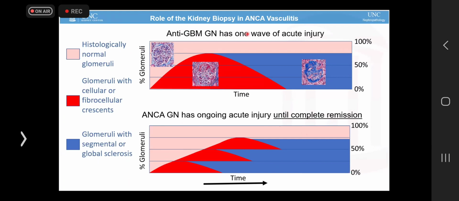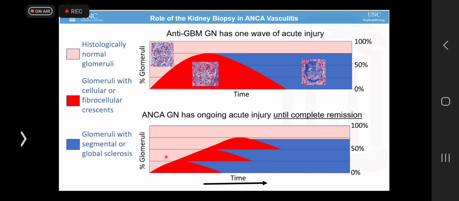As I mentioned, anti-GBM disease is a one-wave disease. So if you can stop it early on with appropriate induction therapy, there's just one little hump and then a certain level of scar. If you get a substantial proportion of acute injury before you can bring it under control, you're going to be left with a higher proportion of globally sclerotic glomeruli down the road.